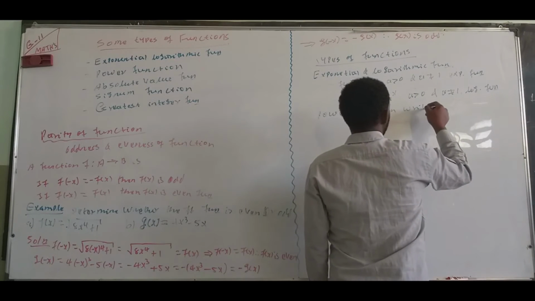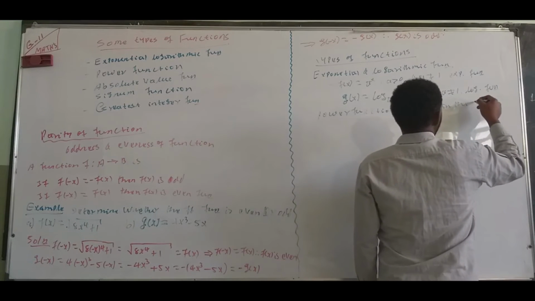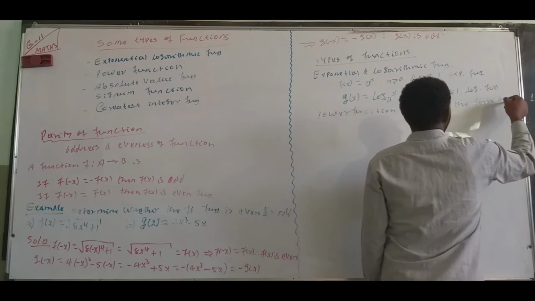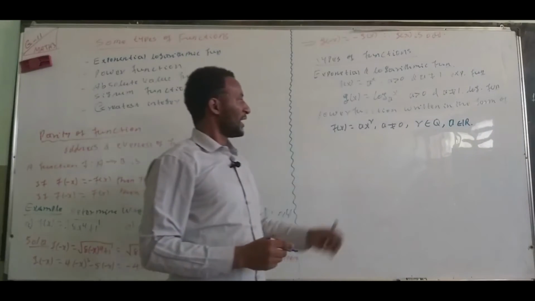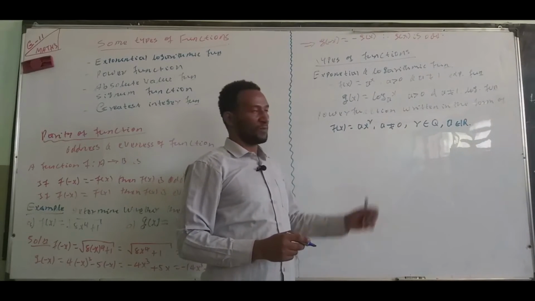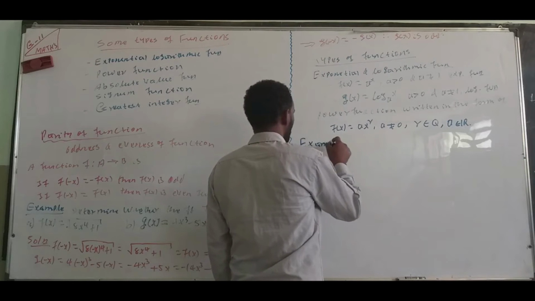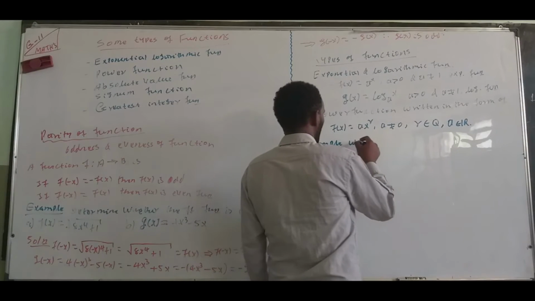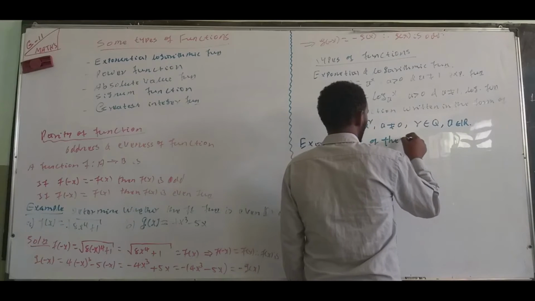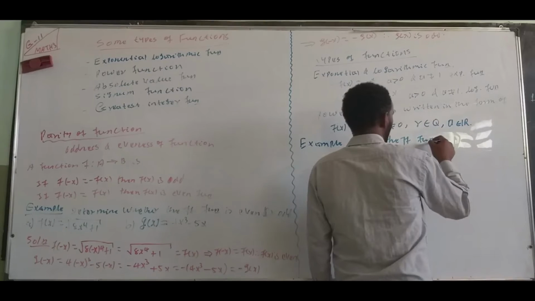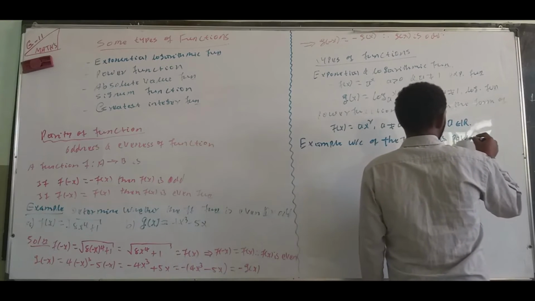A function written in the form of f of x, where the exponent is a real number, is known as a power function. Example: which of the following functions is a power function or not?